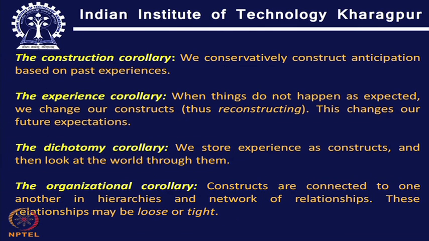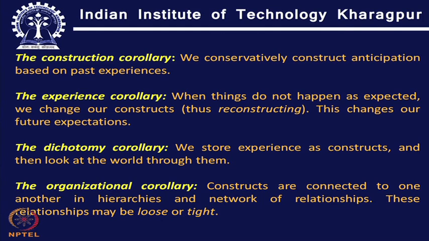The construction corollary: we conservatively construct anticipation based on past experience. So, past experience is very important in developing the construct of the individual. The experience corollary: when things do not happen as expected, we change our constructs. This changes our future expectations. So, with experience, people may change the construct also. The dichotomy corollary: we store experience as constructs and then look at the world through them.